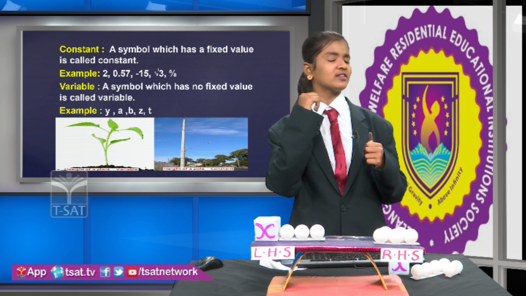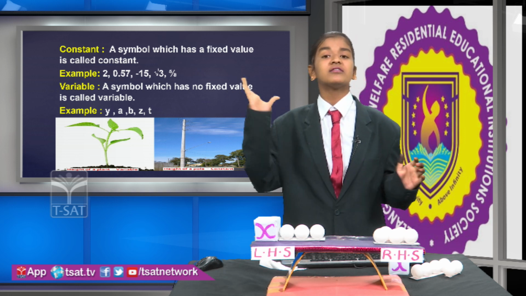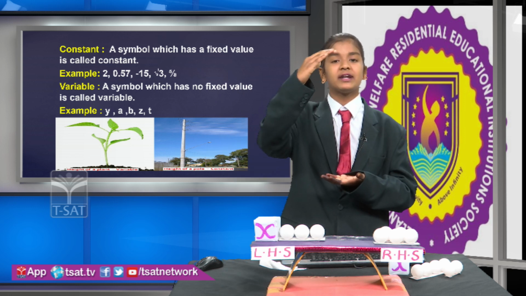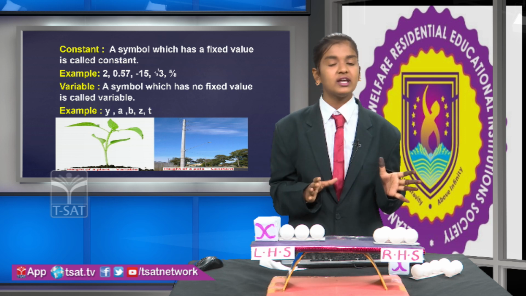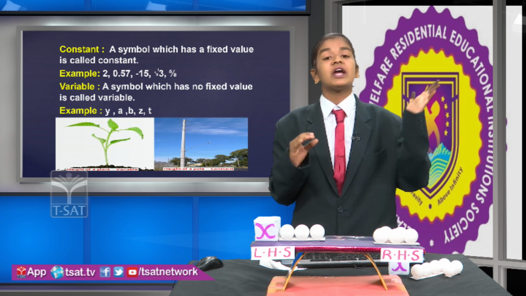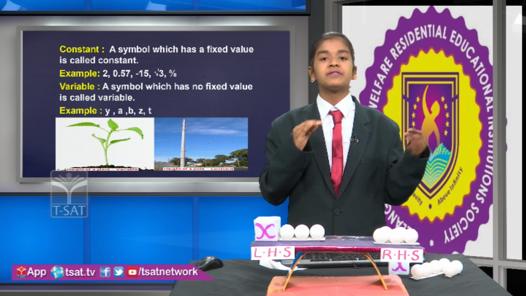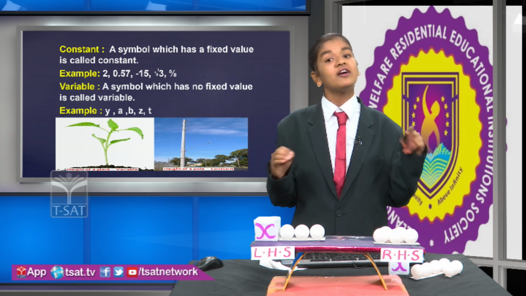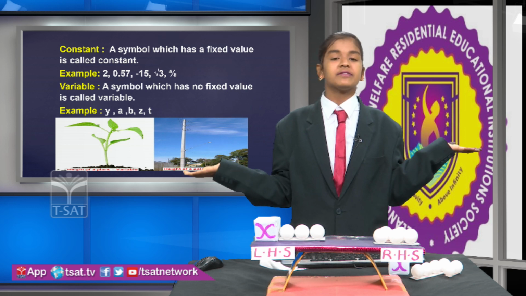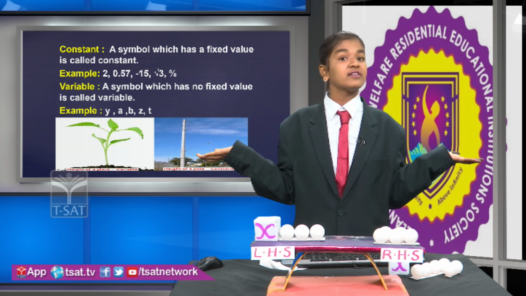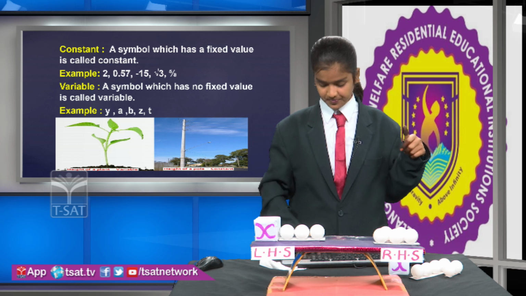So friends, have a look at the slide, please. Here there is a plant. The height of a plant is a variable. That means the height will change all the time. It is not a fixed height. Whereas the height of a pole is a constant. The height will not change. It has a fixed height. So the difference between the plant and the pole is that the height will change in the plant, whereas the height will not change in the pole.